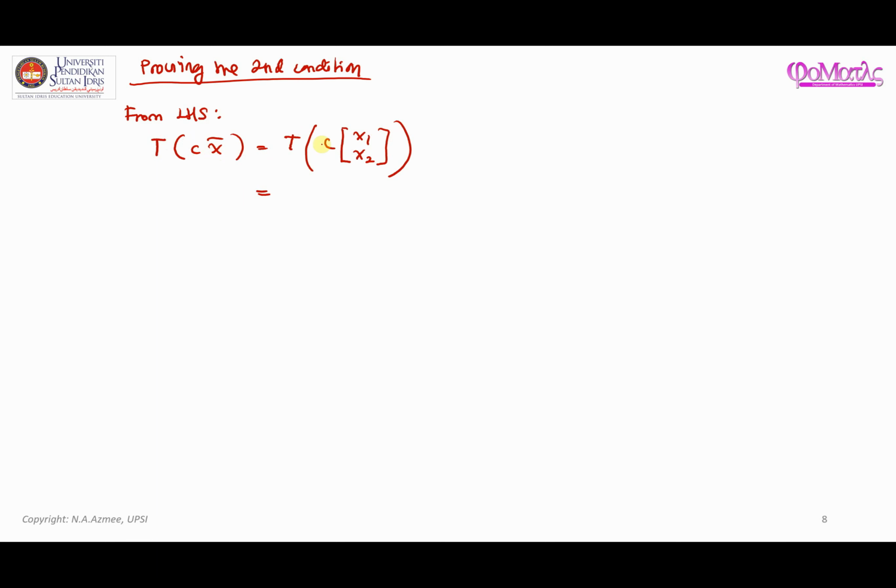And we're going to do the process here. We do the inside and solve what is inside first, okay? So here we have, well, Cx1, Cx2.